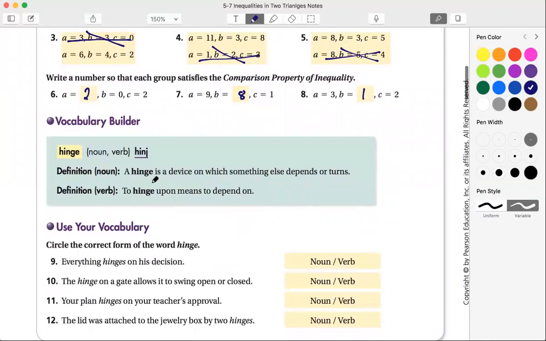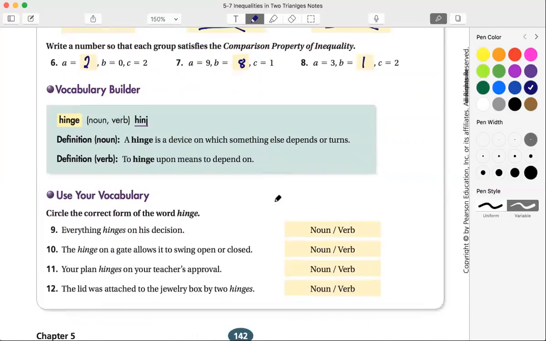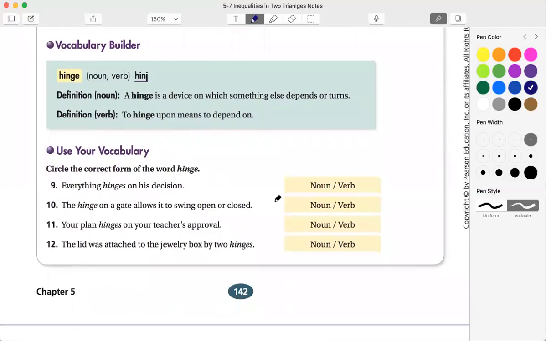So hinge theorem. A hinge is a device on which something else depends or turns. To hinge upon means to depend on. So everything hinges on a decision is a verb. The hinge on a gate allows it to swing open or closed. That's a noun. Your plan hinges on your teacher's approval is a verb. And the lid was attached to the jewelry box with 2 hinges. That's a noun.